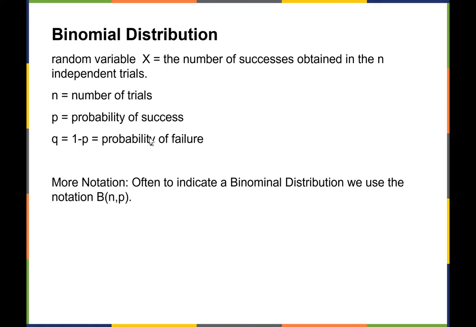A little bit more notation. Oftentimes you'll see binomial distribution represented with the notation B(N, P). So the B is just to indicate that this is a binomial instead of like a Poisson or a geometric or other things we're going to talk about later. B, and then N is going to be that N up here, the number of trials, and P is the probability of success. And of course, we don't need to write down Q because we can quickly compute it by subtracting P from 1.